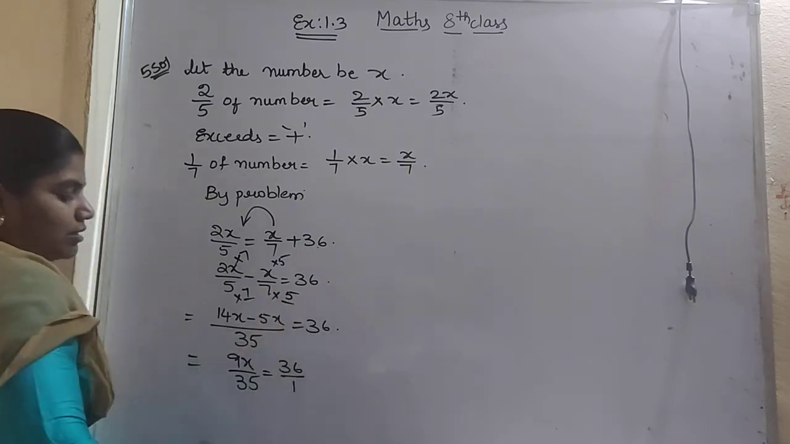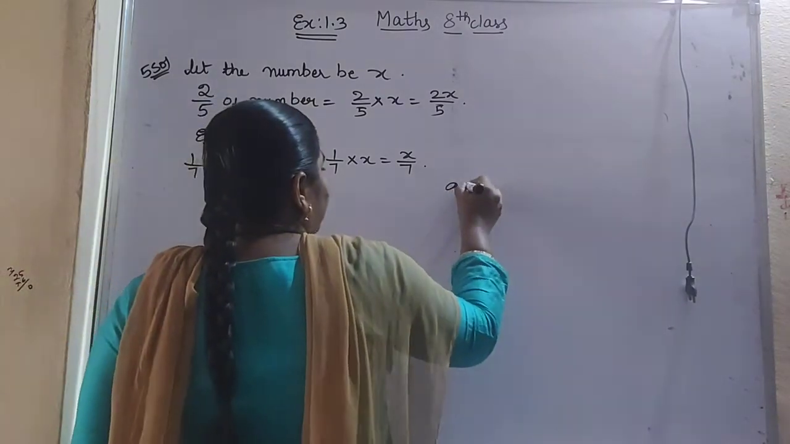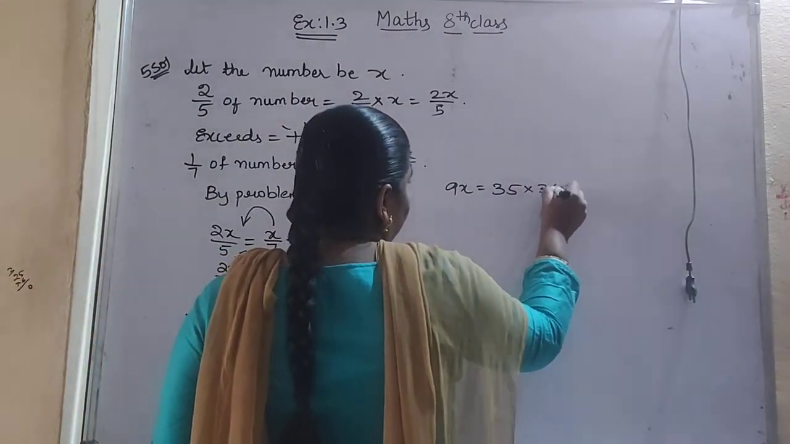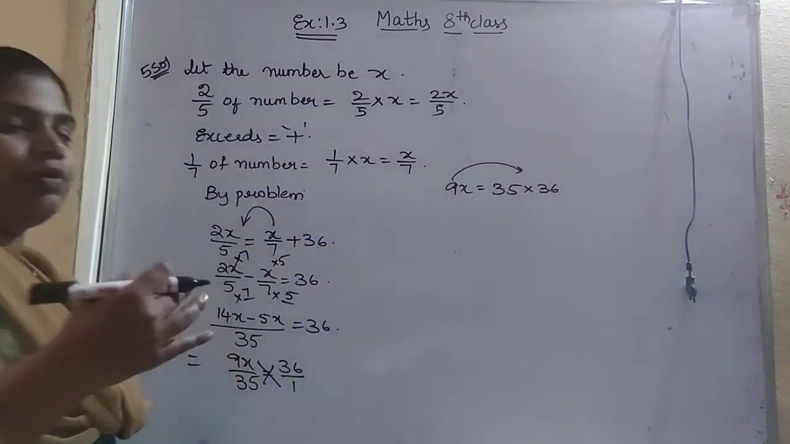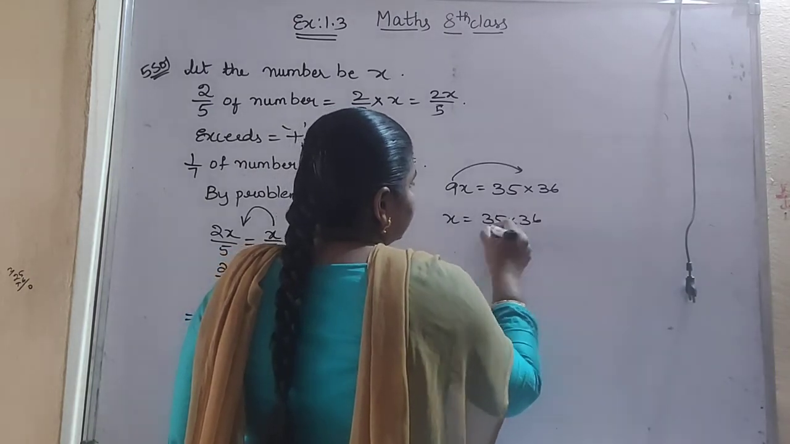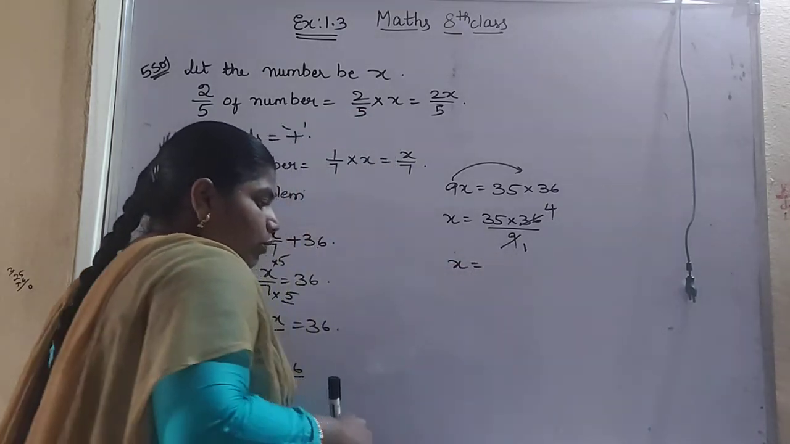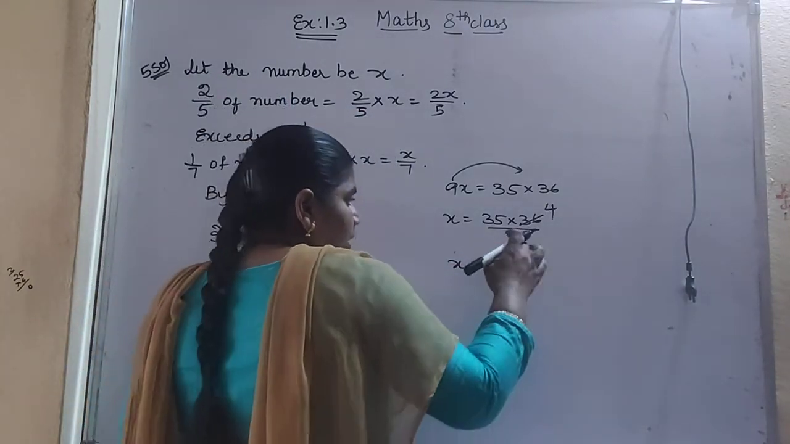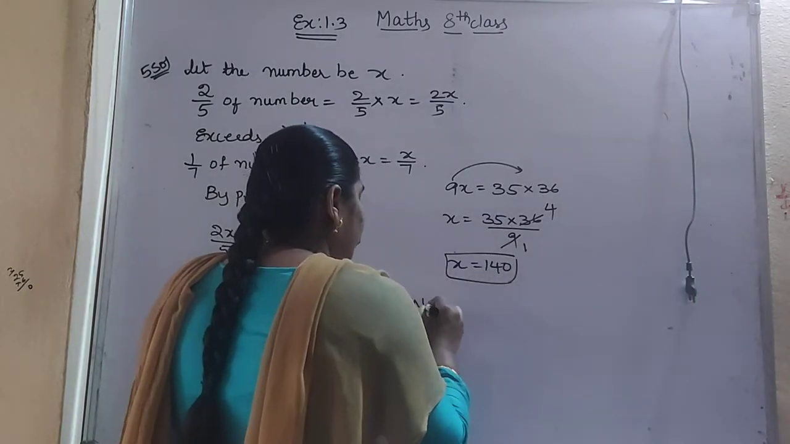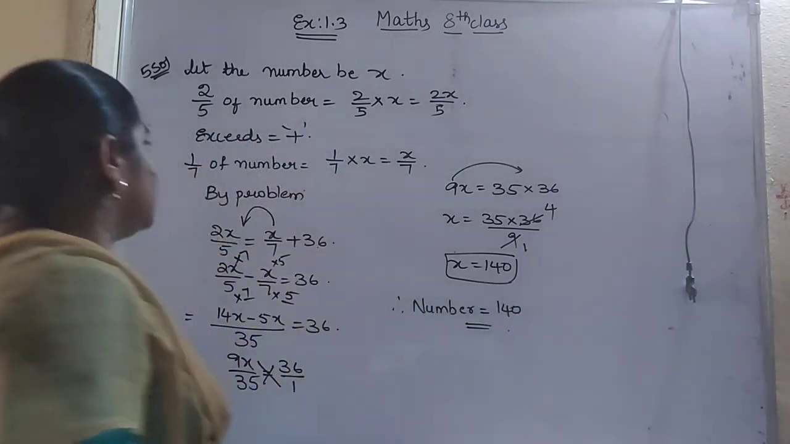In the denominator nothing is there, that means we will take it as 1. So do cross multiplication here. That will be 9x is equal to 35 into 36. If I transpose this 9 to the other side, that will be converted to division. So x equals 35 into 36 by 9. 9 ones are 9, 9 fours are 36. So what is the x value here? x is nothing but 35 fours is 140. Therefore the number is equal to 140. So this is our fifth question.